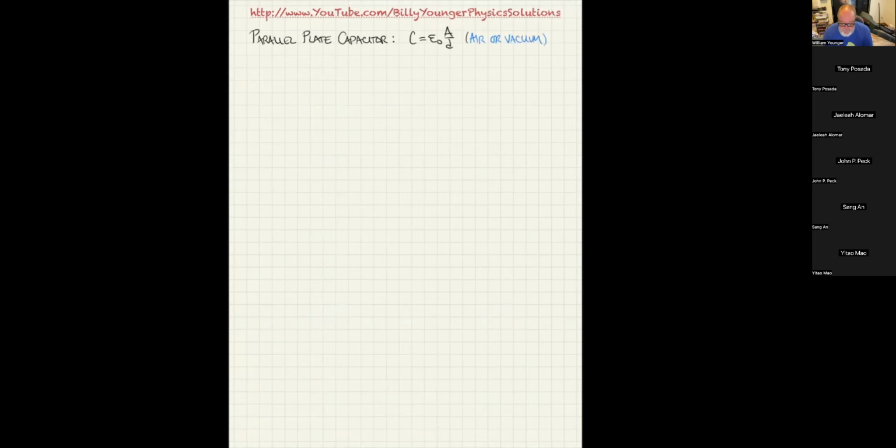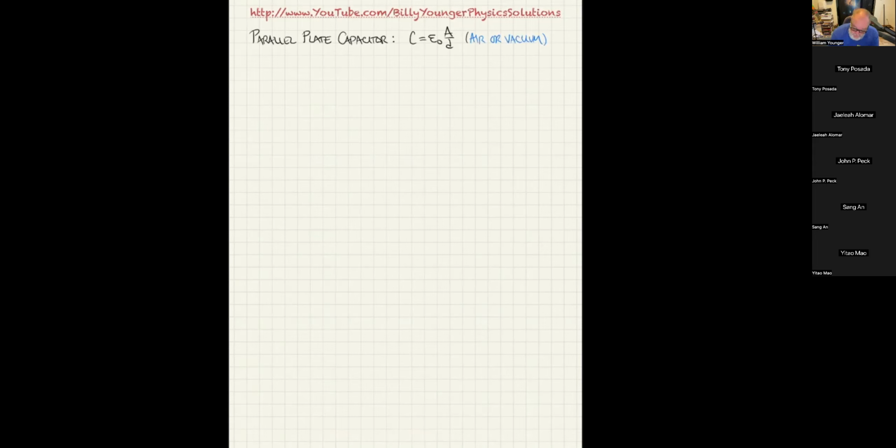Okay. If you don't have air or vacuum, you have some other material. And in fact, to be honest with you, air technically is supposed to have a dielectric constant of 1.00, I think it's 1.0006. So technically you should have a kappa or a K in front of that epsilon 0, even for air, but unless you're interested in the third or fourth decimal place, it really doesn't matter.